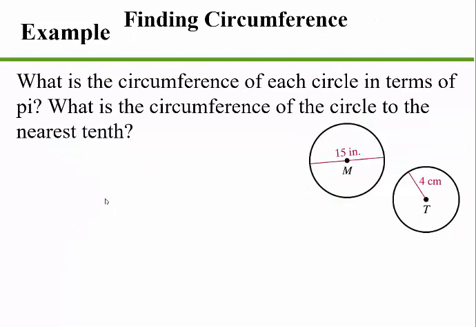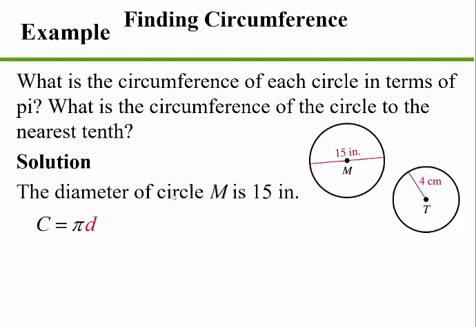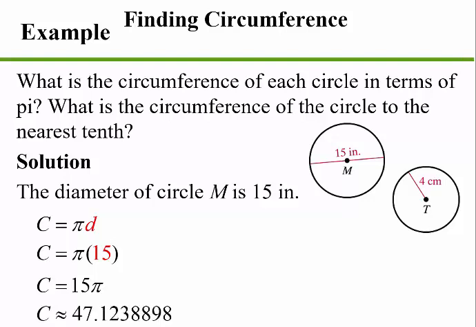Next, what is the circumference of each circle in terms of pi? And then what is the circumference of the circle to the nearest tenth? So we have circle M and circle T. The diameter of circle M is 15 inches. So the circumference is pi times the diameter, so in terms of pi, 15 times pi is just 15 pi.